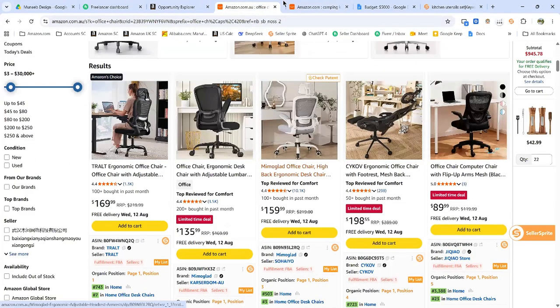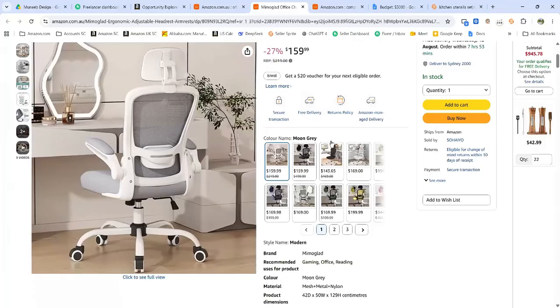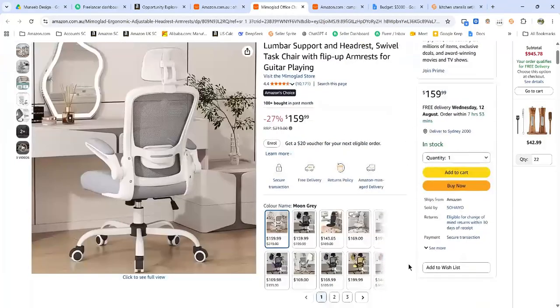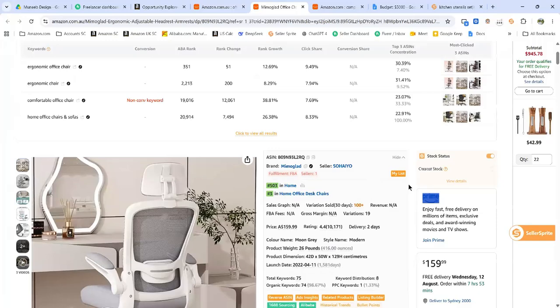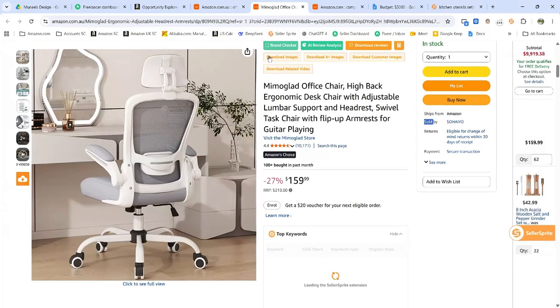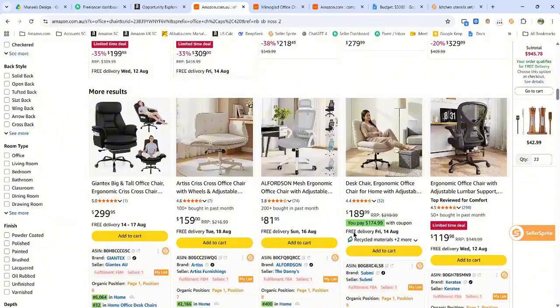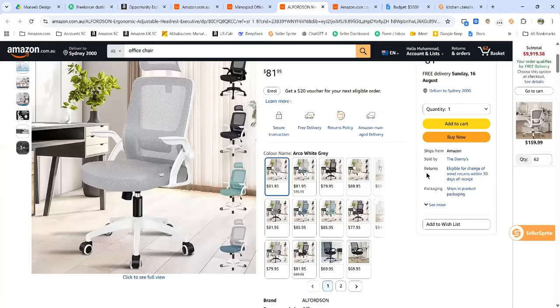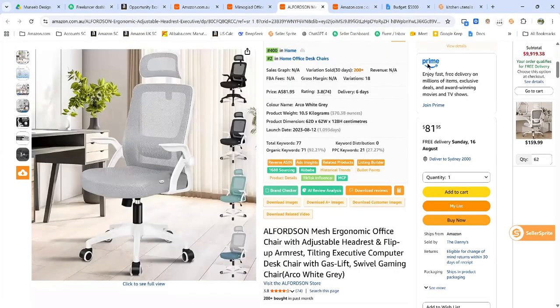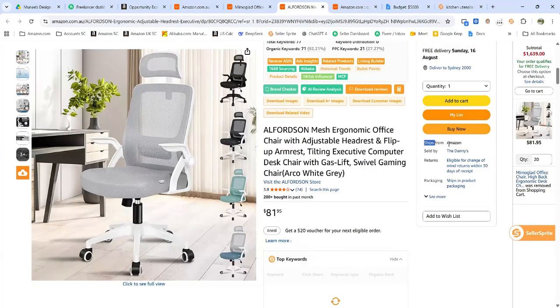How we check manually is we click on the listing. Okay, this one, as you can see, this is an office chair. It says ships from Amazon. So this is FBA. Let's take another example. This also ships from Amazon, and it's Prime eligible. So we can check manually that it's FBA.